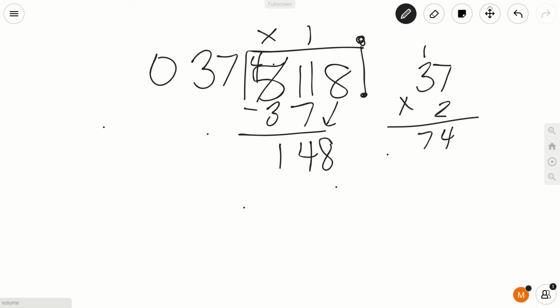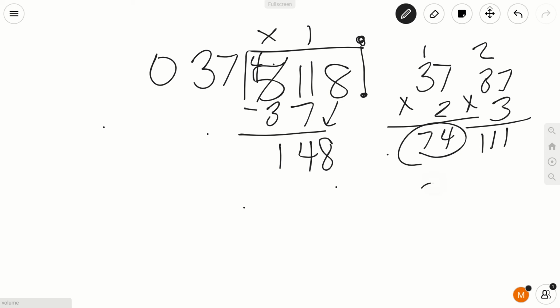I need to figure out how many times 37 can go into 148. So I already know 37 times 2, so let's try 37 times 3, see if we get anything. 7 times 3 is 21. 3 times 3 is 9, plus 2 is 11. Okay, I'm still pretty far away, so I'm just going to try 37 times 4 just to be sure. 7 times 4 is 28. Drop the 8, carry the 2. 3 times 4 is 12, plus 2 is 14.